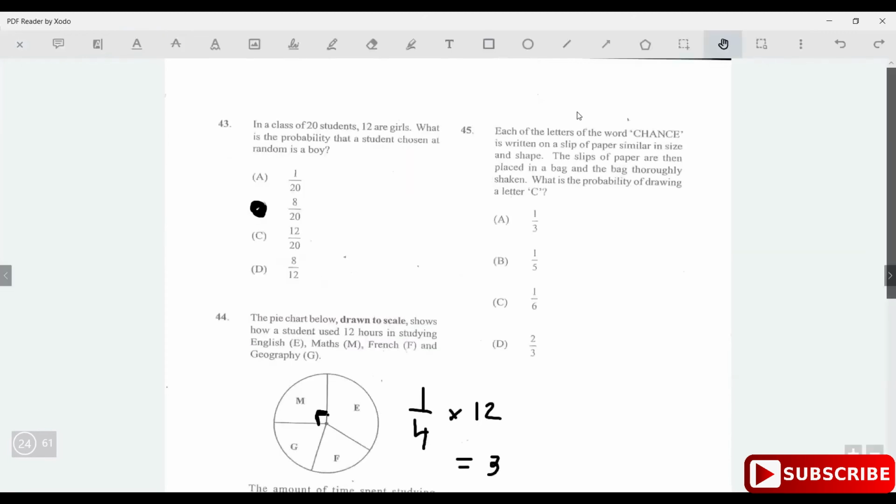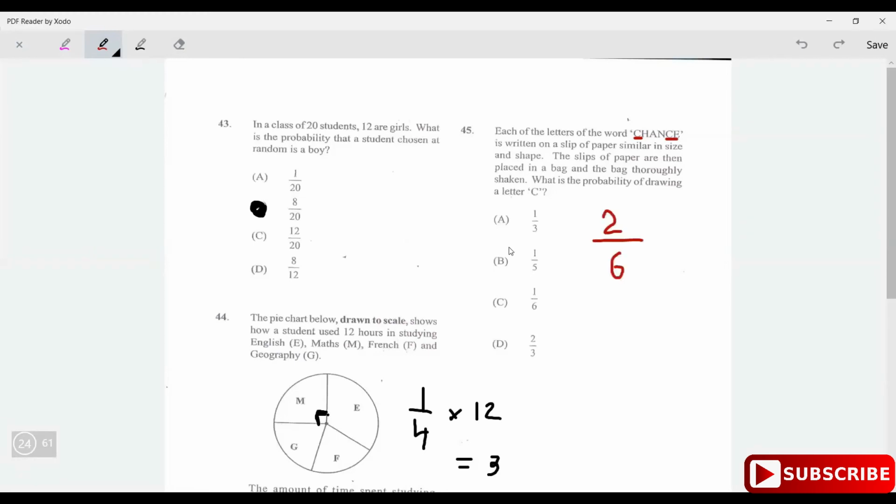Question 45. All right, so we see this chance question come again. We did this in the last paper where we saw 2 C's. And so the probability of getting a C is 2 out of 6. And we said 2 out of 6 is 1 out of 3. This is a repeat question from the last paper again. Easy question. So, moving right along.